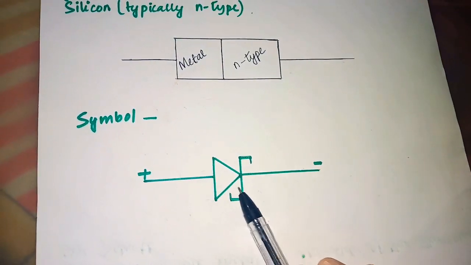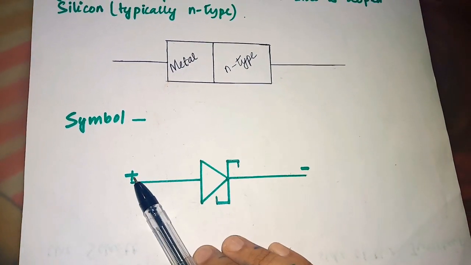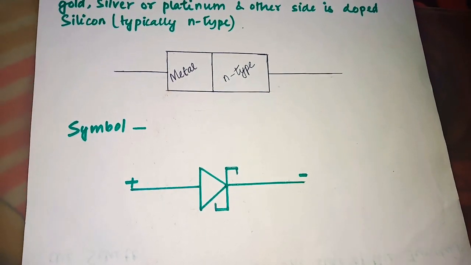Here is the symbol of the Schottky diode. It is of S-type. Here we have the anode and here we have the cathode.